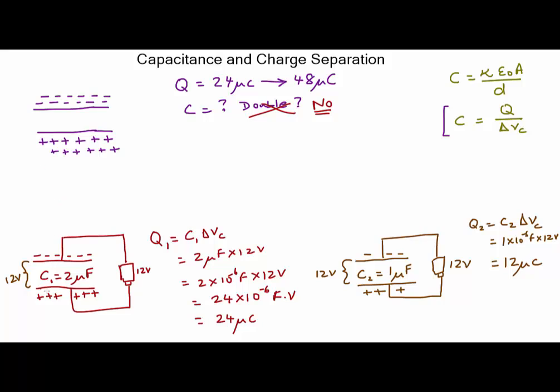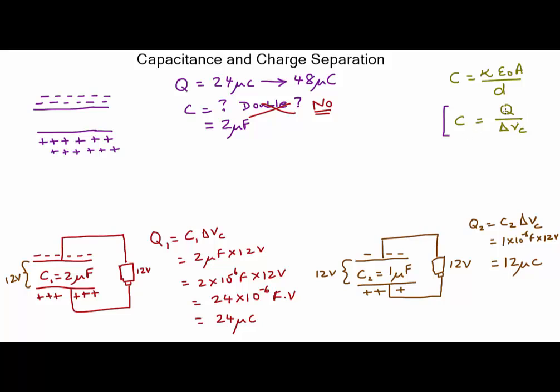I took the same capacitor from here and separated more charge. By doing so, I did not change the area of the plates, I didn't change the distance between the plates, nor did I change the dielectric constant of the material between the plates. So its capacitance cannot change. It has to remain the same as what it was. So the first equation tells me that the capacitance is still 2 microfarad.